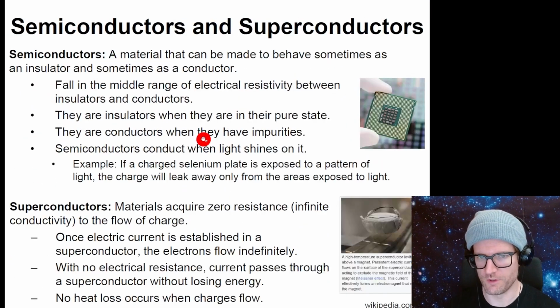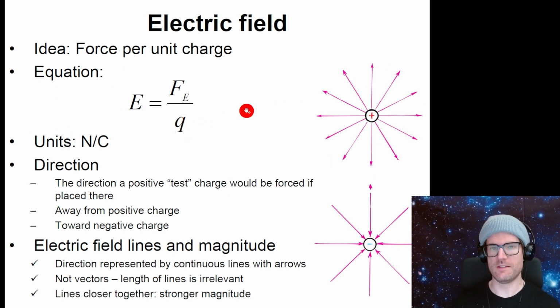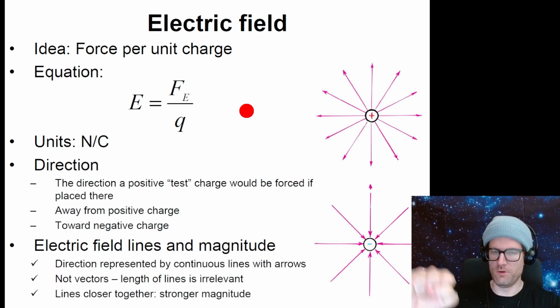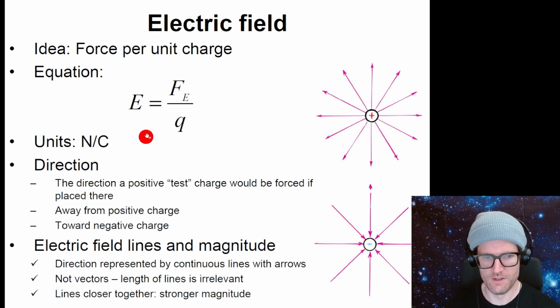And what do we do to calculate that field? Well, we take the force that would be applied to a test charge and divide by the charge of that test charge. This is a field in all space surrounding charges that can push and pull other charges around. The units are newtons per coulomb. That makes sense: this is a newton and this is a coulomb. It's the direction a positive test charge would be forced if it were placed there.